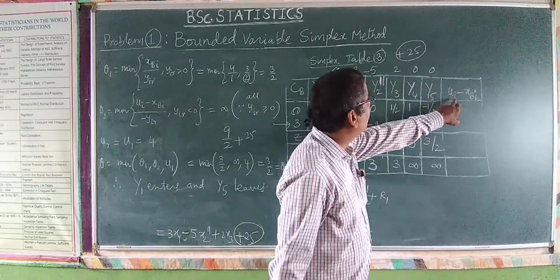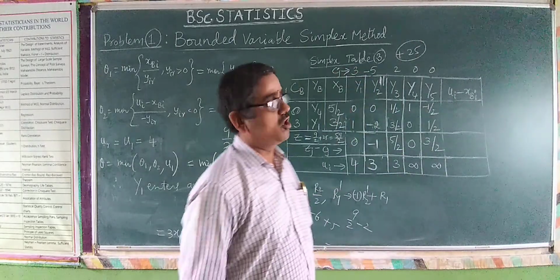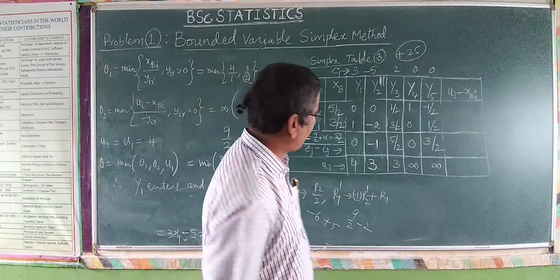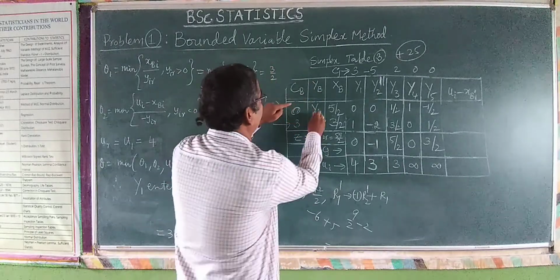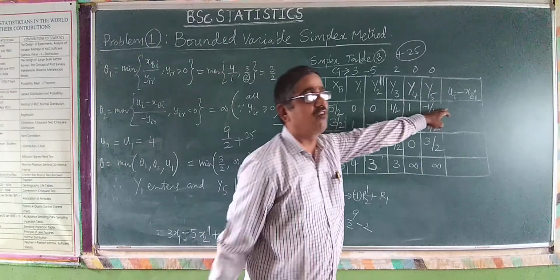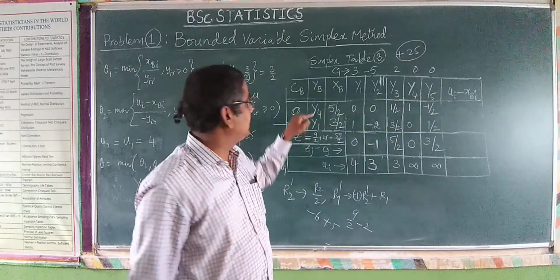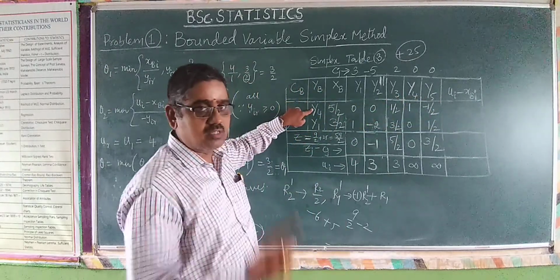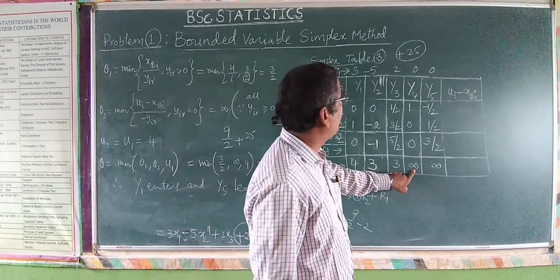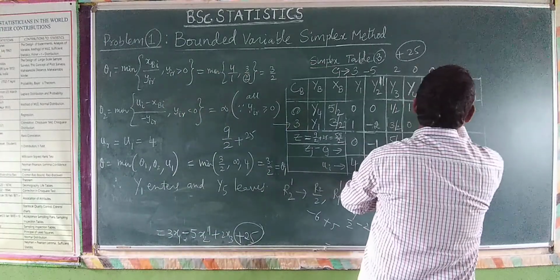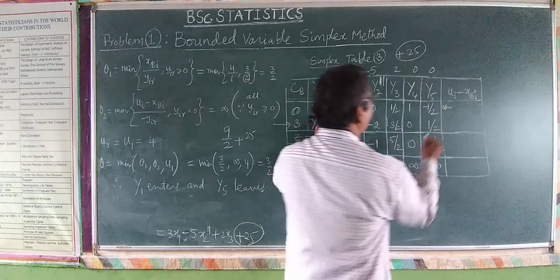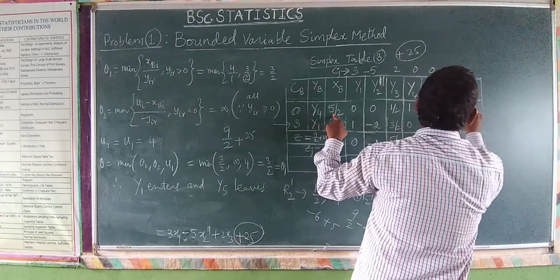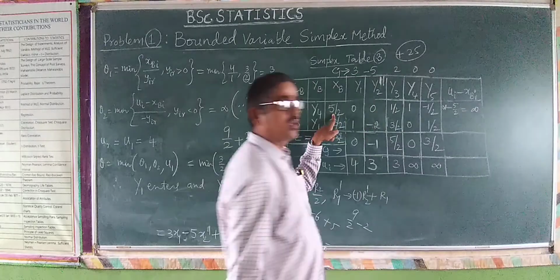Furthermore, you have to calculate ui minus xbi. ui for the first one is y4, for which you have to refer row-wise. That is, for vector y4, which means u4. u4 is infinity. So it is infinity minus xbi. xbi is 5 by 2. It is equivalent to infinity. So that is the first one.